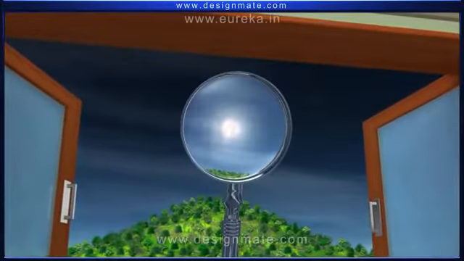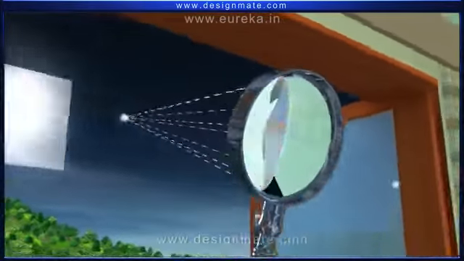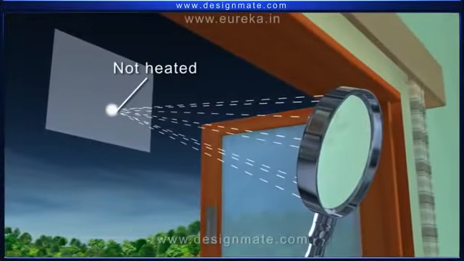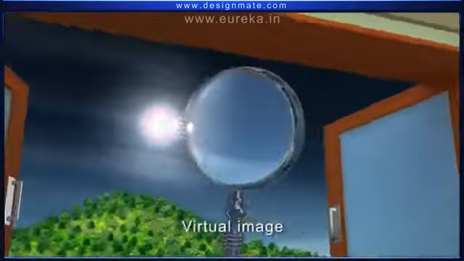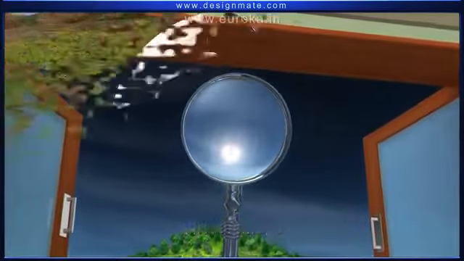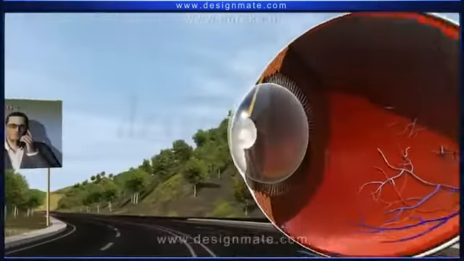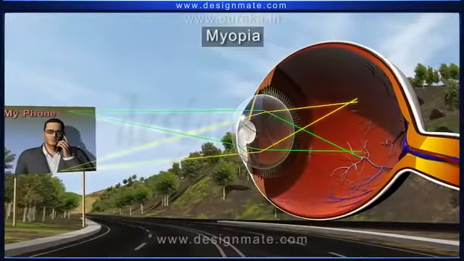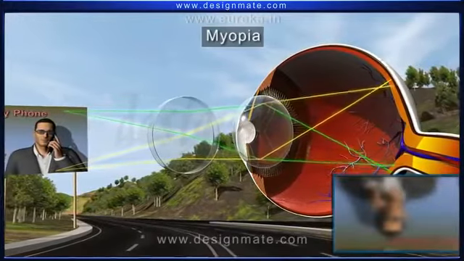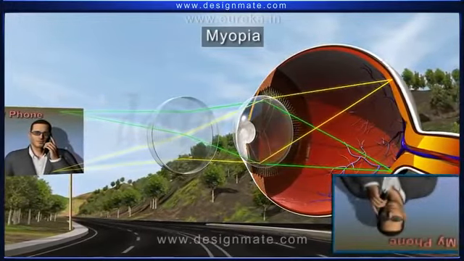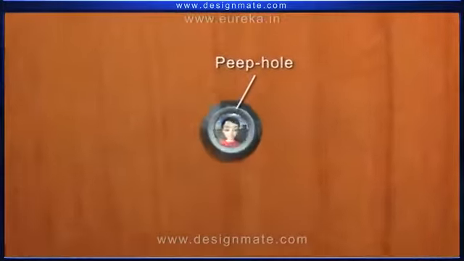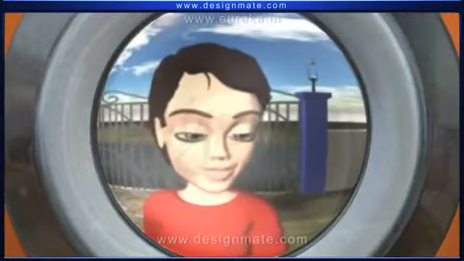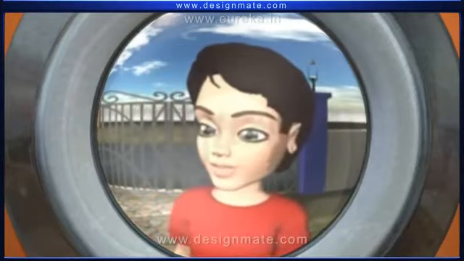The sun viewed from a concave lens would appear as a point. If you place a paper at this point, it would not be heated. The image formed in this case is a virtual image. The concave lenses are used to correct short-sightedness in people suffering from myopia. A concave lens is also used in the peepholes of doors to get a minimized image of the person on the other side of the door.